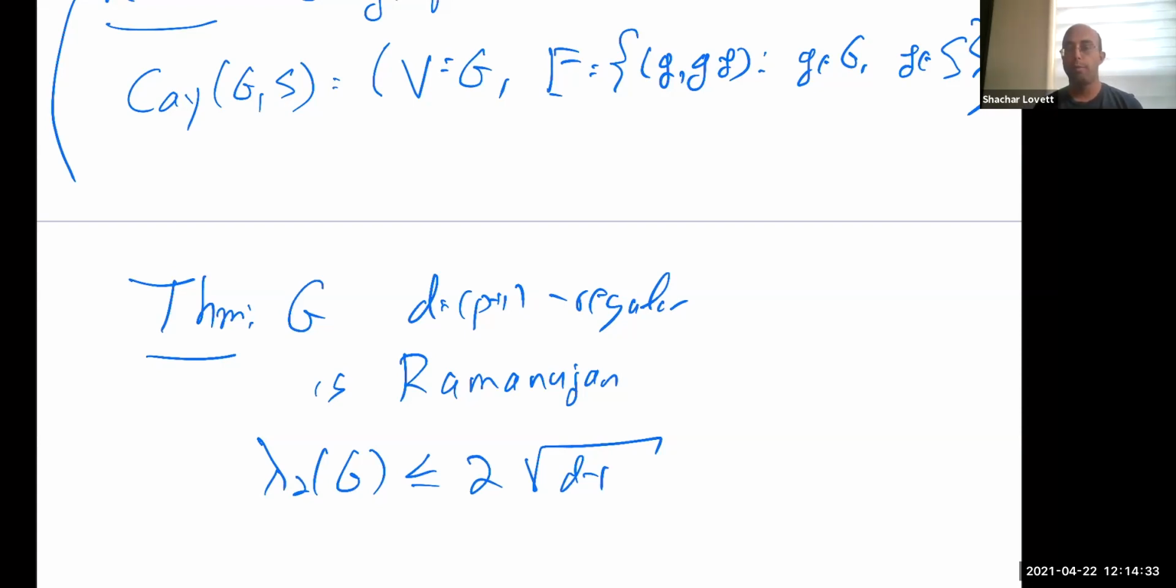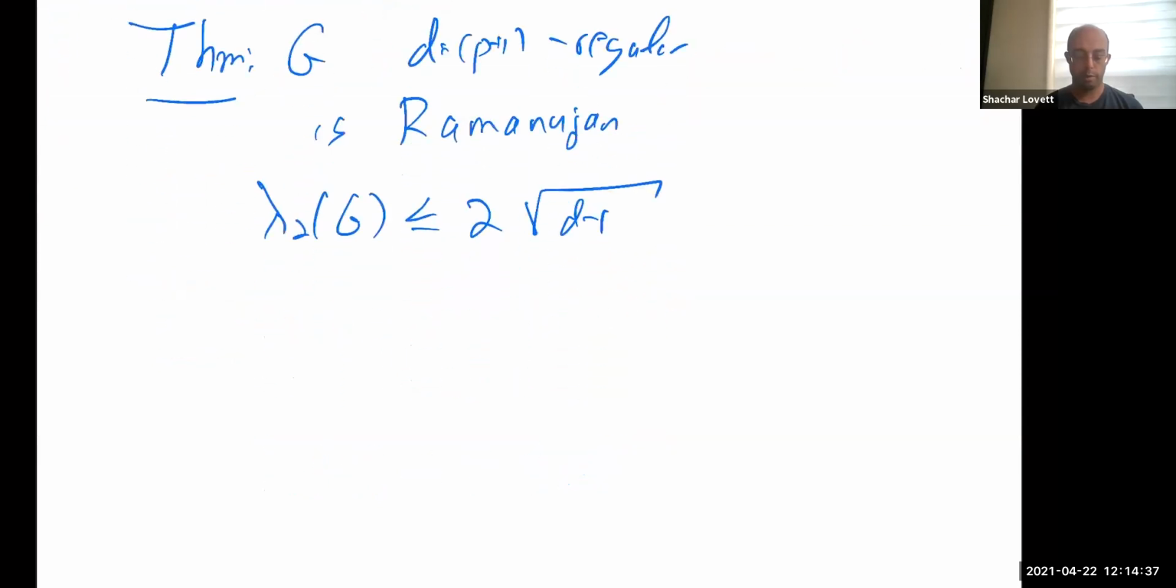Let me just tell you a few more facts about Ramanujan graphs. So one thing is that you could ask, what about random graphs? We know that random graphs are going to be expanders. Are random D regular graphs going to be Ramanujan? Well, we don't know, but we know it's close to it.